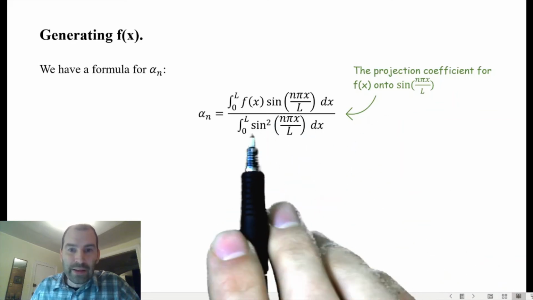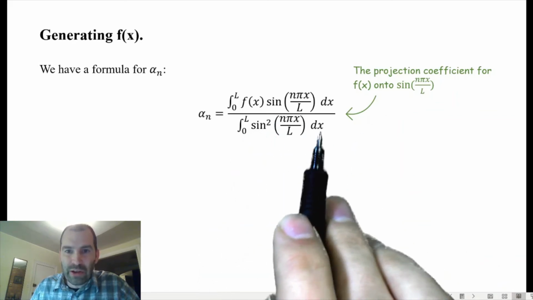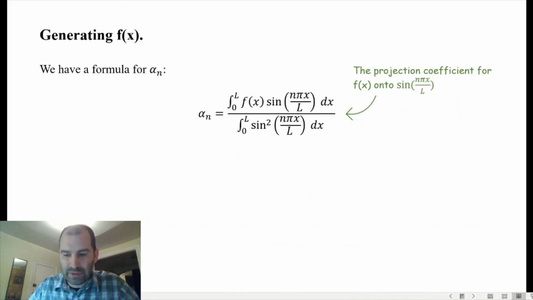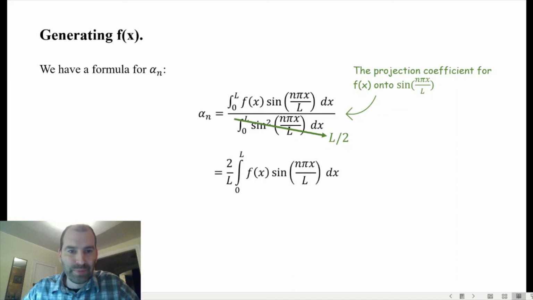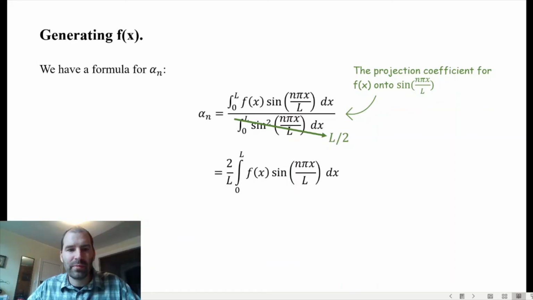Now, you can simplify this a little bit because you can evaluate this integral at the bottom, and you'll see that that is just equal to L over 2. So I can just rewrite this like this. Dividing by L over 2 is multiplying by 2 over L. All right, cool. So those are my Fourier coefficients. And oh, look, the lighting changed. That's the magic of video editing.